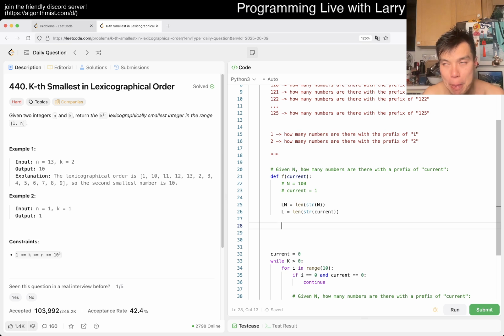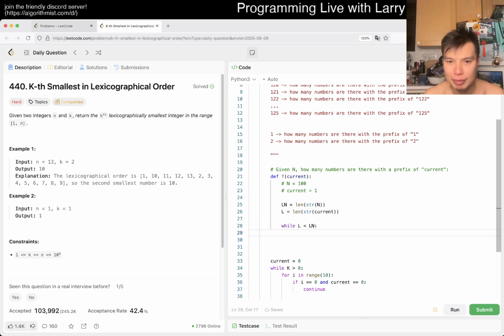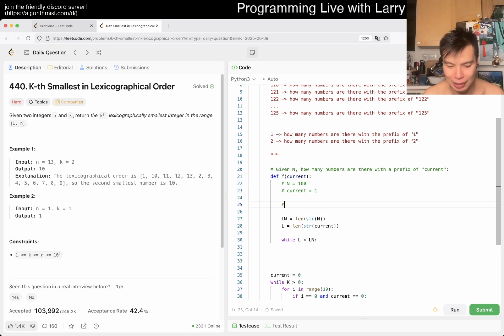But okay. So that means that, let's say you have 1, right? So while L is less than Ln, right? Then that means that everything afterwards is free, right? So that means that here, if you have 1, then okay. So L is the current number of digits, right? So that means that, well, it's just how I want to structure it. Sorry if I'm not explaining it. I want to say, okay, how many numbers are there with prefix of current?